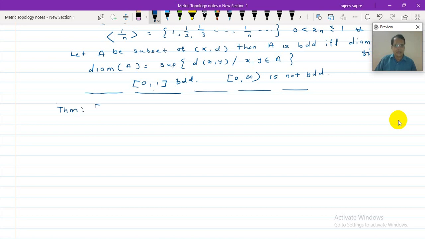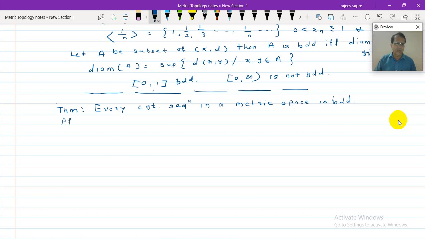What is the theorem? Every convergent sequence in a metric space is bounded. BDD is the short form for bounded, CGT for convergence, etc. So every convergent sequence in a metric space is bounded. This is what I have to prove.